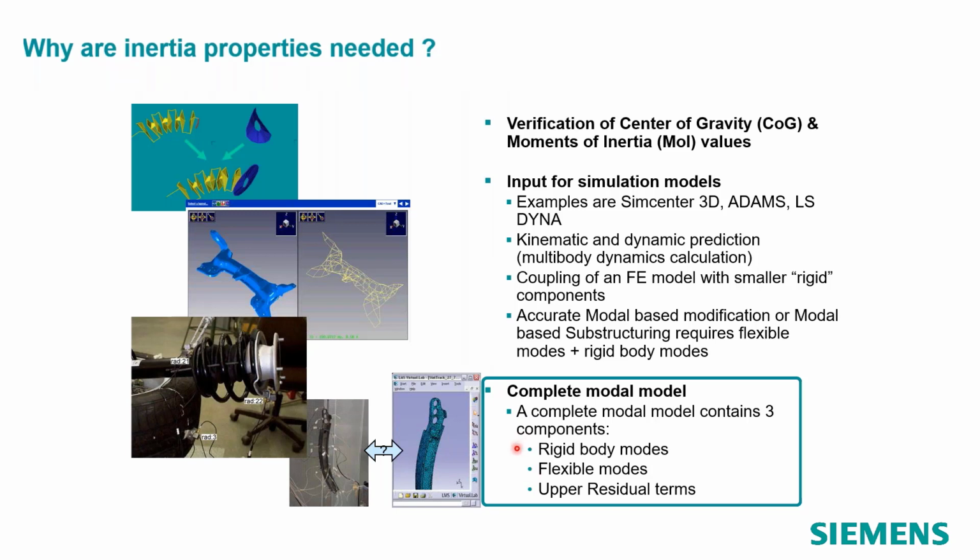Sometimes during testing, you might find 1 or 2 of the rigid body modes, maybe 3 if you're lucky. This tool is going to give you all 6 rigid body modes. So you can use a rigid body calculator to calculate the 6 rigid body modes, 3 for translation and 3 for rotation. You can also use this tool to get the upper residual terms. And then you want to create a complete mode set that has all 3 of these, the rigid modes, the flexible modes you tested, and the effects of the modes above your frequency range of interest, the upper residual terms. And we can calculate all 3 of these inside TestLab.